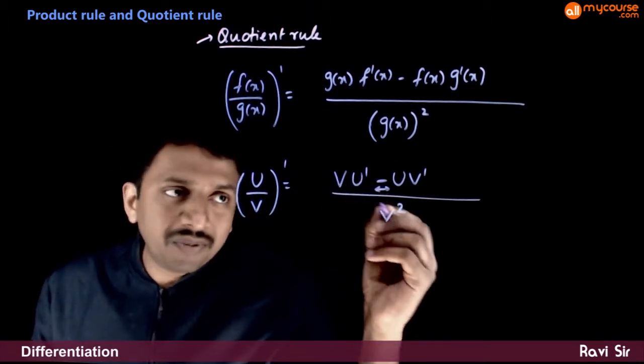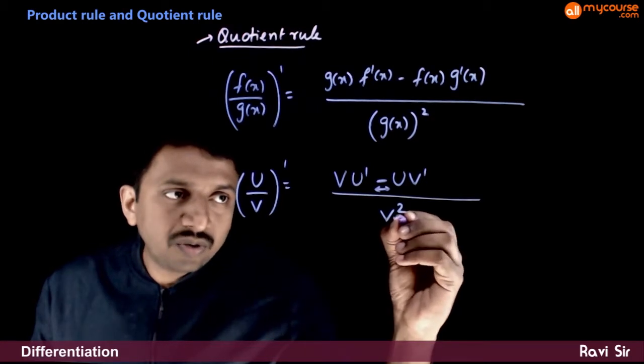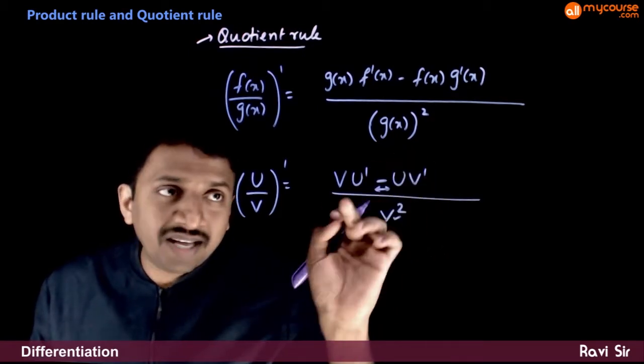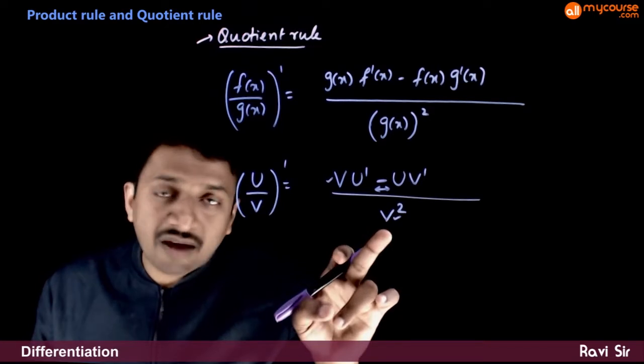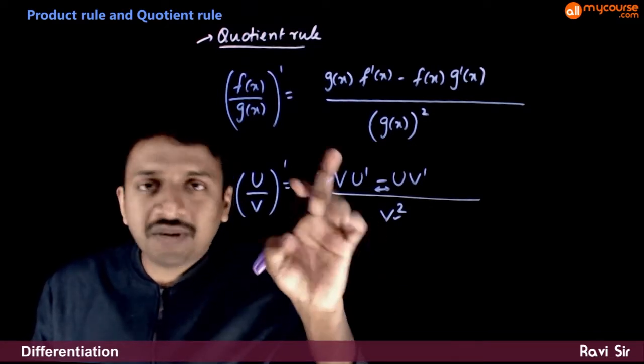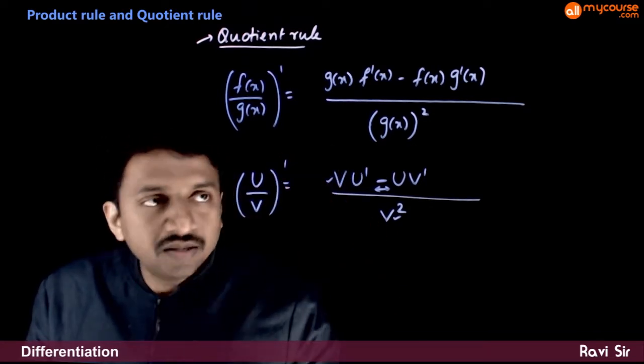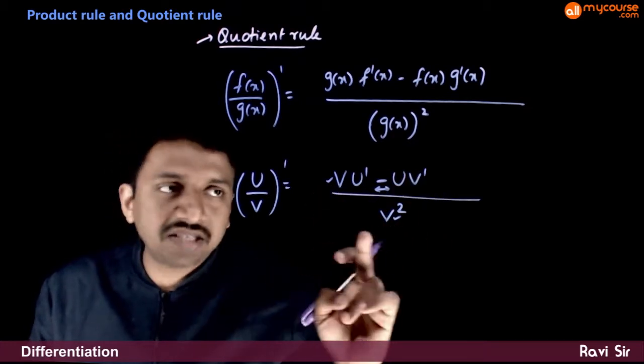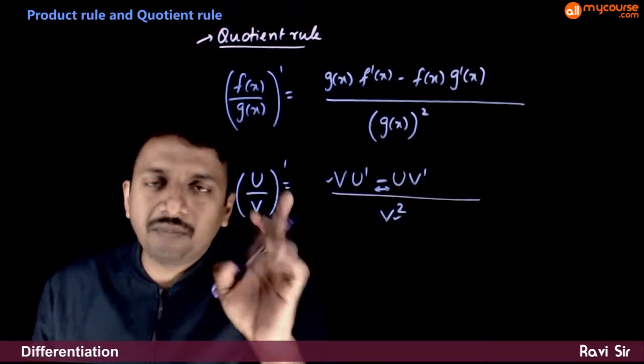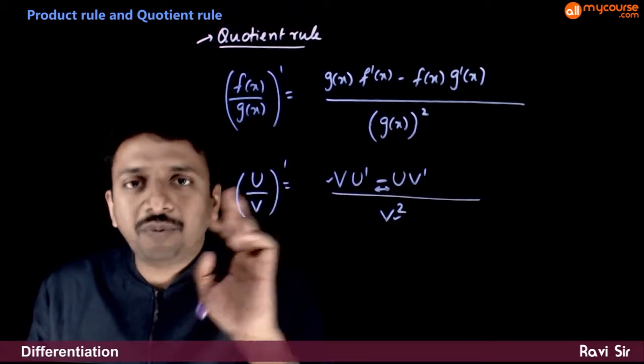And to remember, you can remember it like this. The formula starts with v. So you have v square in the denominator and the formula starts with v. So vu dash minus uv dash by v square is the formula for the differentiation of (u by v) whole dash.